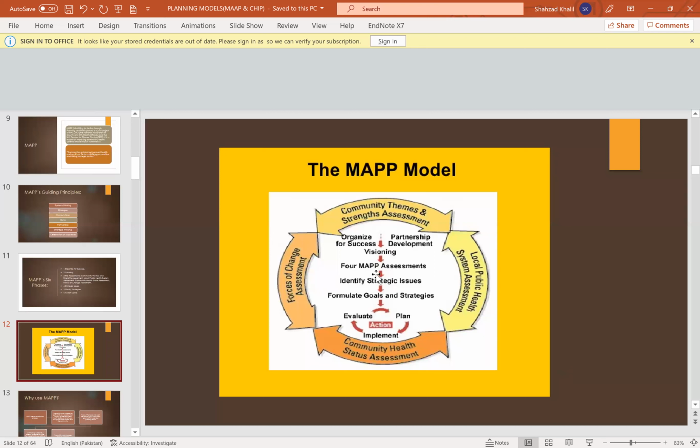Now you can see this is the MAP model, starting with organize for success, partnership development, visioning, then the 4 MAP assessments, which all surround the MAP model. Then identify strategic issues, then formulate goals and strategies, and the action. And action starts with the plan, implementation, and evaluation. All these assessments surround the MAP model, which are community themes and strengths assessment, local public health system assessment, community health status assessment, and forces of change assessment.